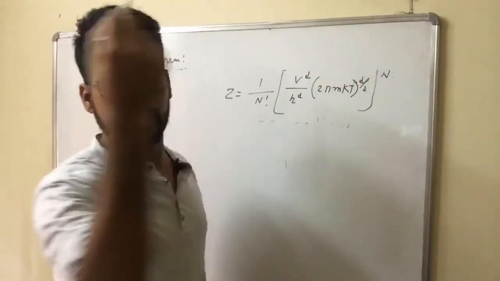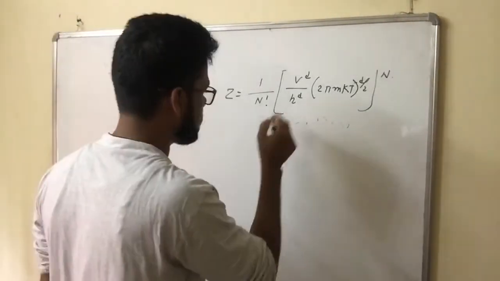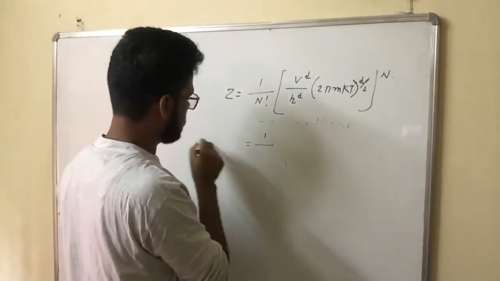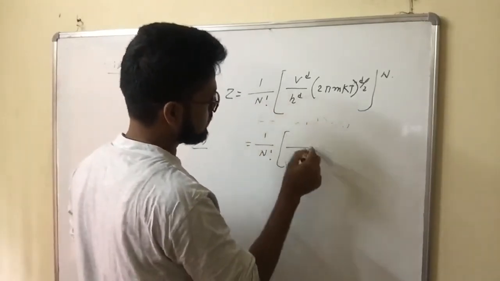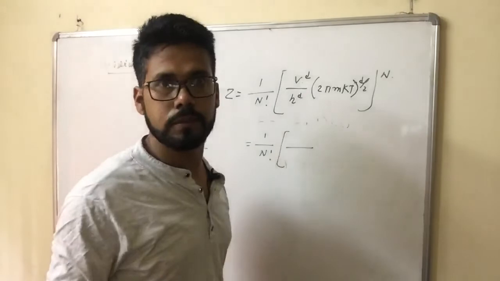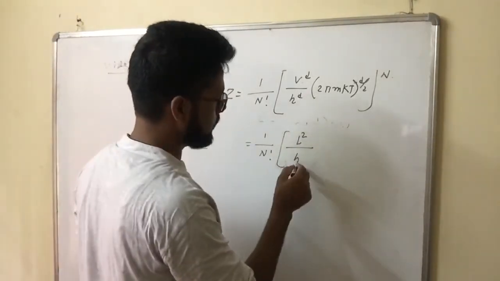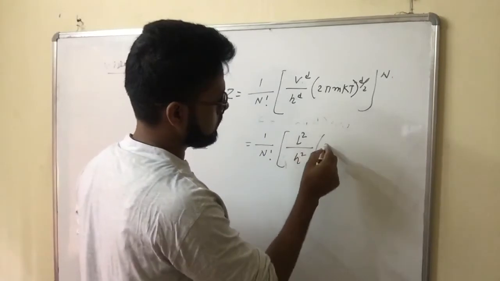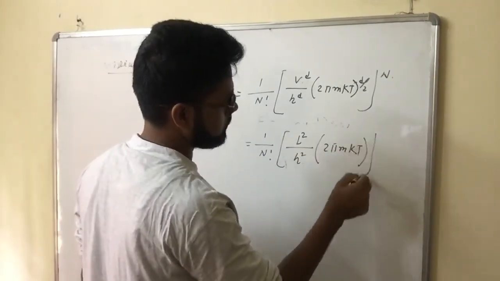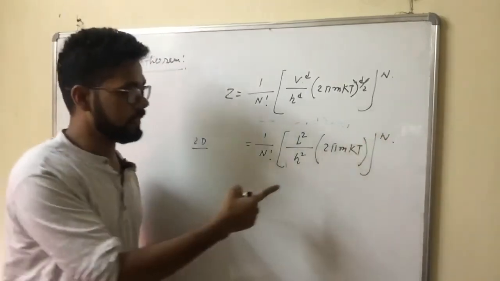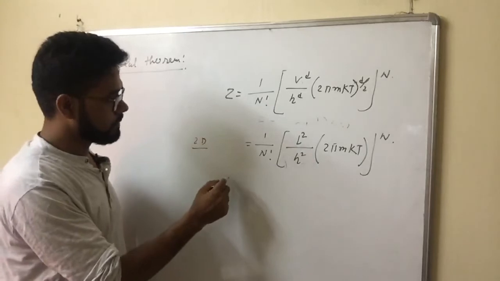This is the general formula. Now they have asked the question for two dimensions. You put it in the 2D case: 1 by n factorial, V to the power d becomes area, so it will be L square. This will be A square, and this will be 2 pi mkT by h square, to the power n. Is it clear? Now you calculate the free energy.